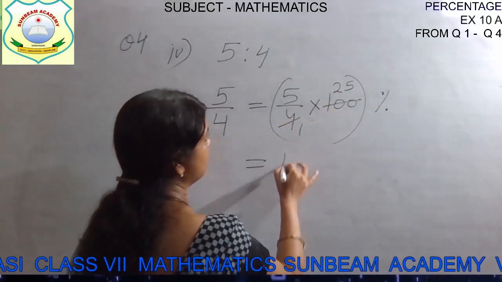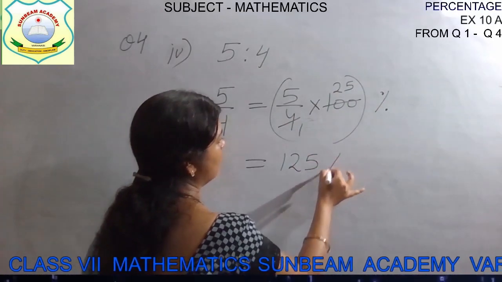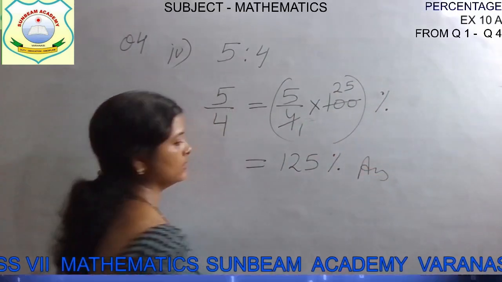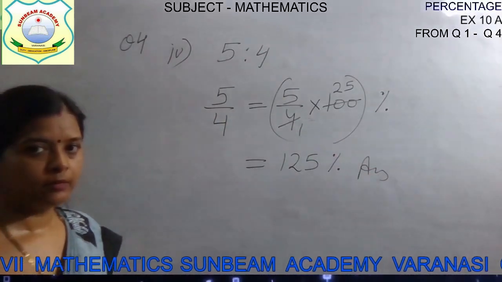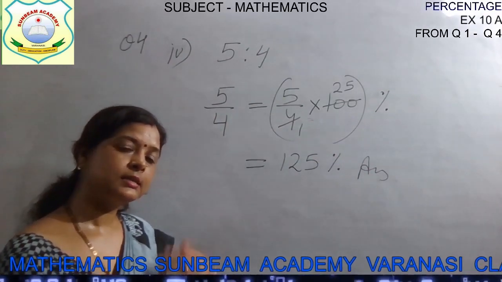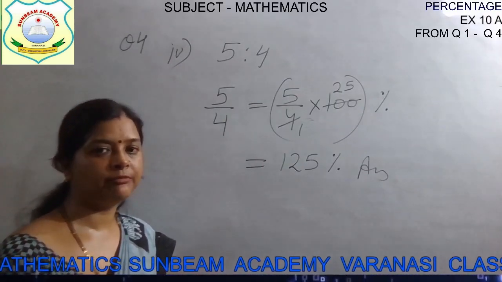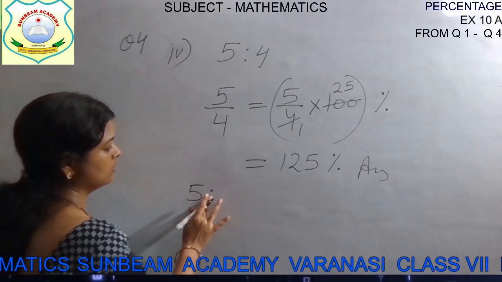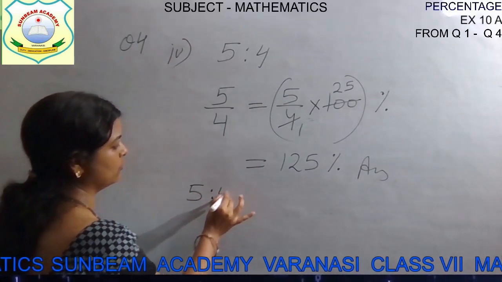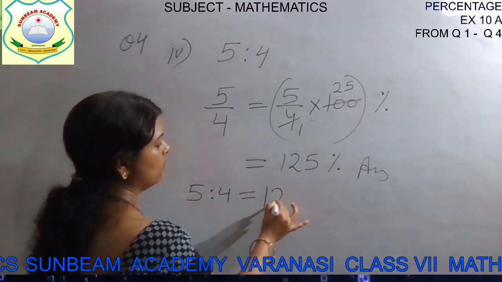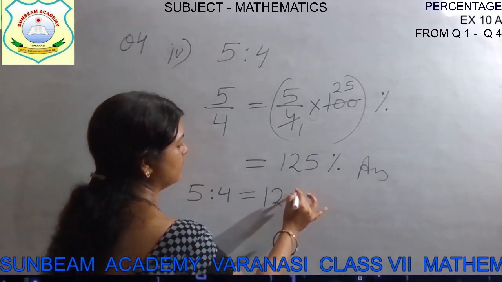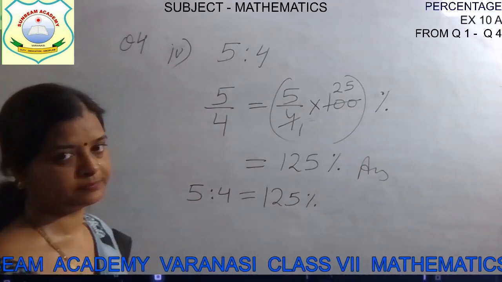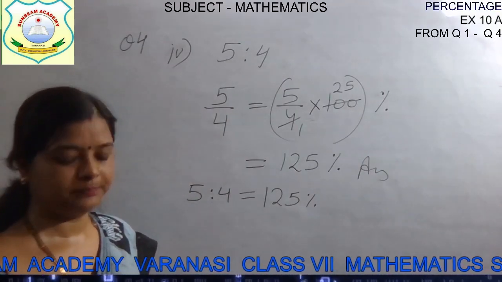25 5s are 125. What percentage? So this is your answer. Okay. 5:4 is the same as 125 percent. This ratio 5:4 is the same as 125 percent. This is the answer. We have converted it.